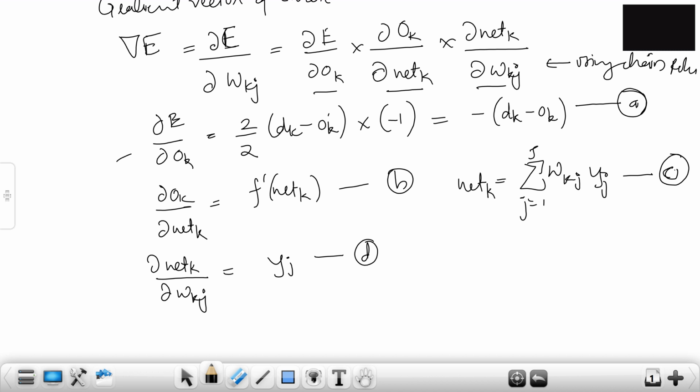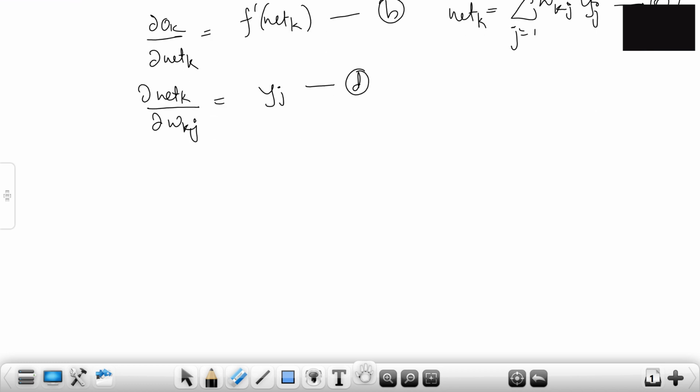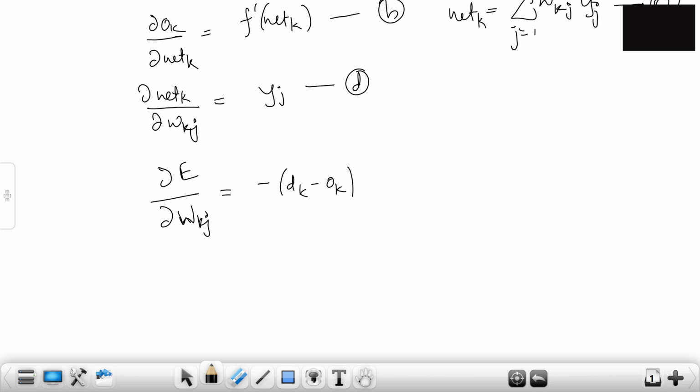Okay, this is C and this is over here. So these are things that we have derived. Now all of this, A, B, C, D, you're going to combine in this equation. A, B, C and D, all these parts go here, and finally what you get is ∂E upon ∂w_kj. That's the gradient we're going to find. There's minus (d_k minus o_k), that's the first part. Then f' of net, and then you have y_j. This is equation number 2.